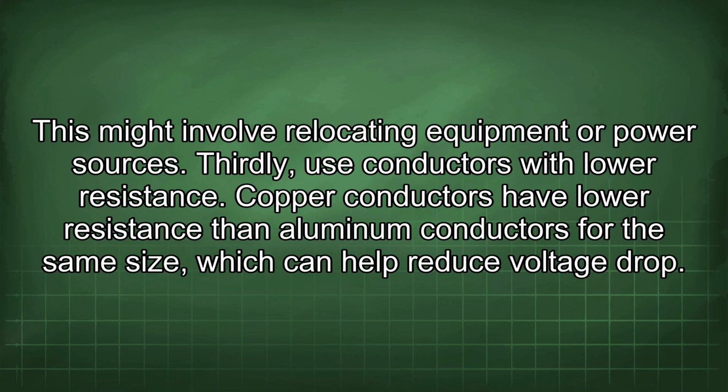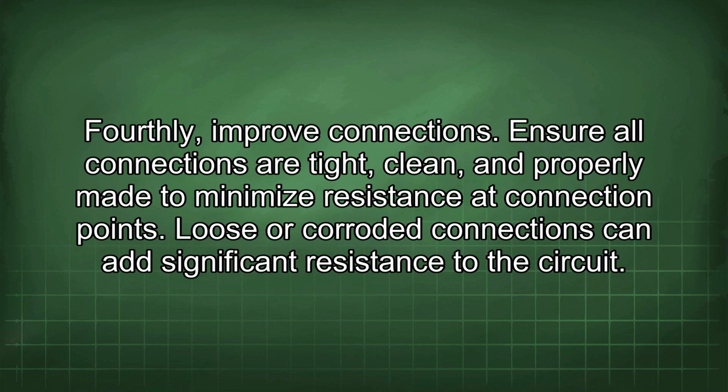Thirdly, use conductors with lower resistance. Copper conductors have lower resistance than aluminum conductors for the same size, which can help reduce voltage drop. Fourthly, improve connections. Ensure all connections are tight, clean, and properly made to minimize resistance at connection points. Loose or corroded connections can add significant resistance to the circuit.